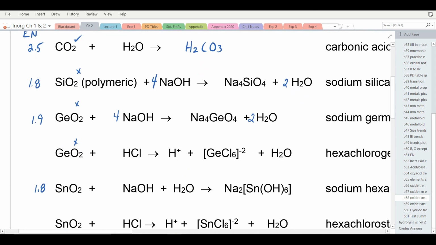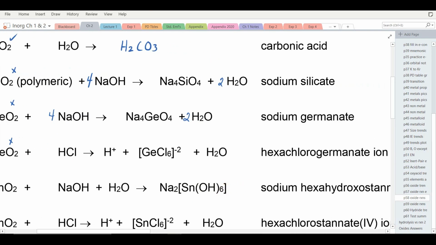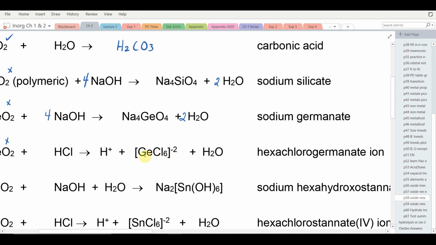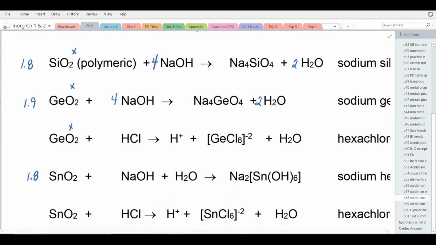Germanium oxide in HCl. Strange looking complex. This is called hexachlorogermanate ion. Well, later in the semester I'll teach you how to name these complex ions. We should be able to balance it though. I see 6 chlorides on the right. Let's put 6 on the left.